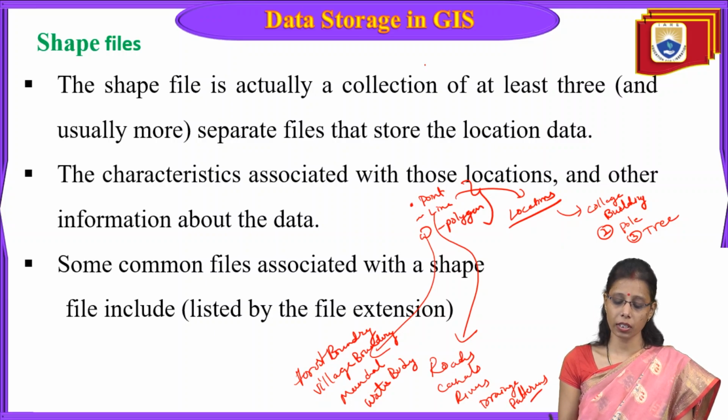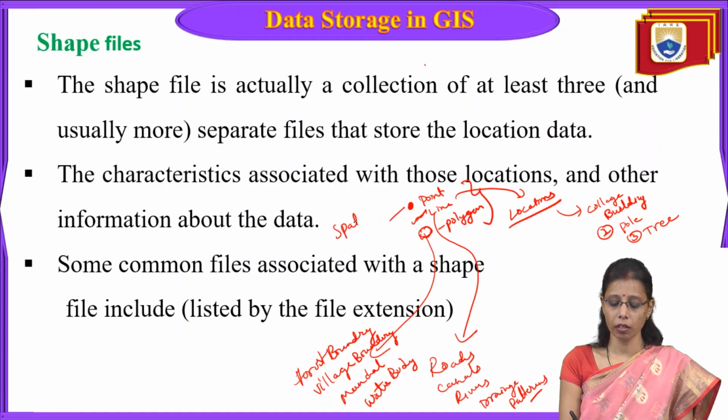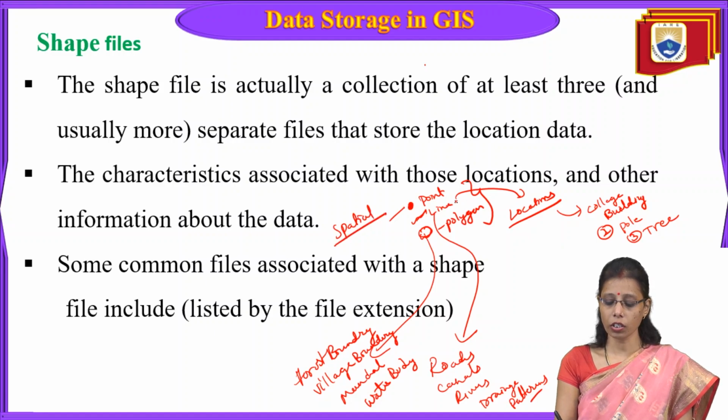Why do we call it a file? Because it has a shape, right? It has a point shape, a line shape, and a polygon shape. Along with this point, line and polygon shape, it carries the entire information. This shape is called spatial. Now it will carry the non-spatial information.